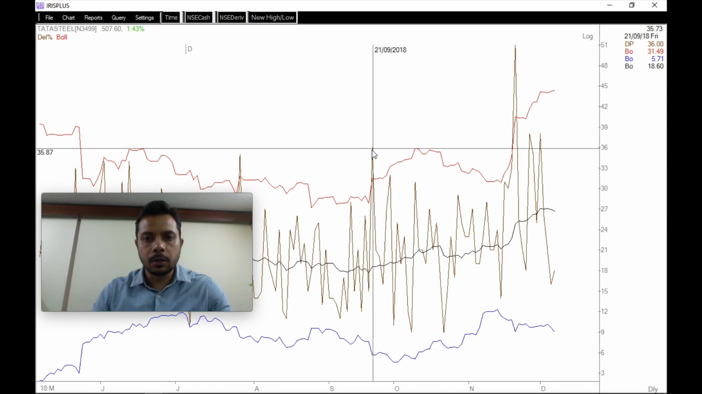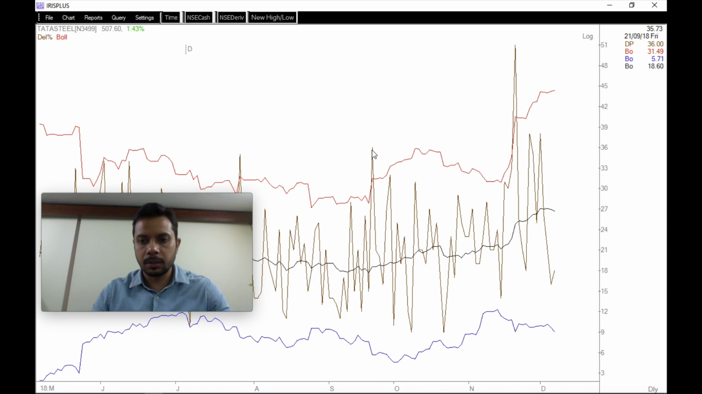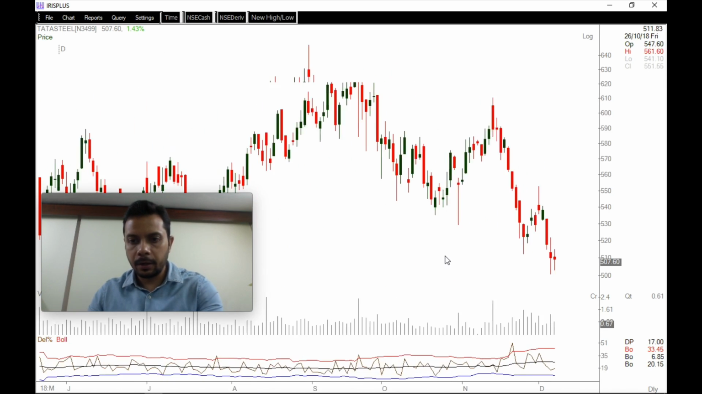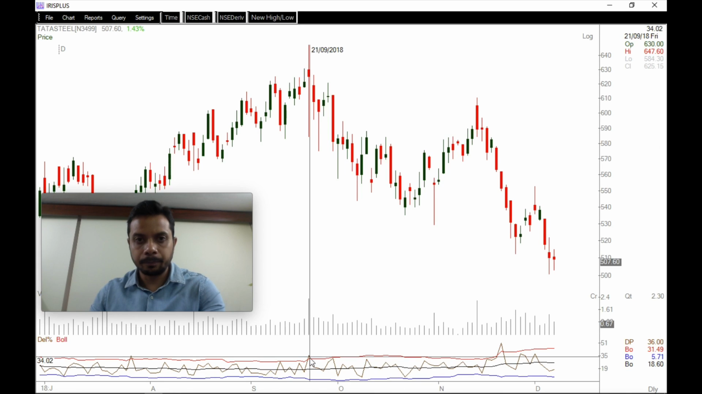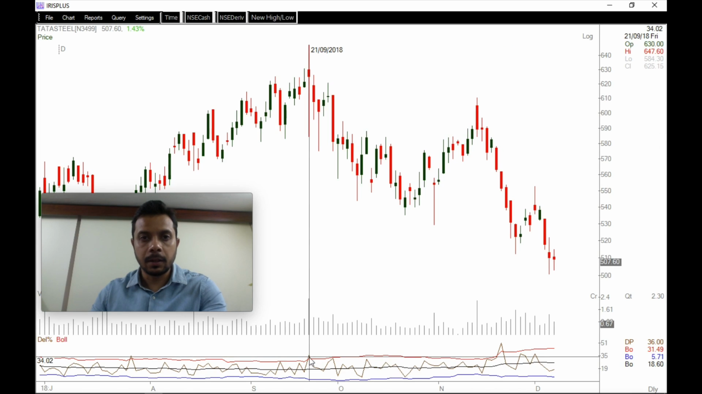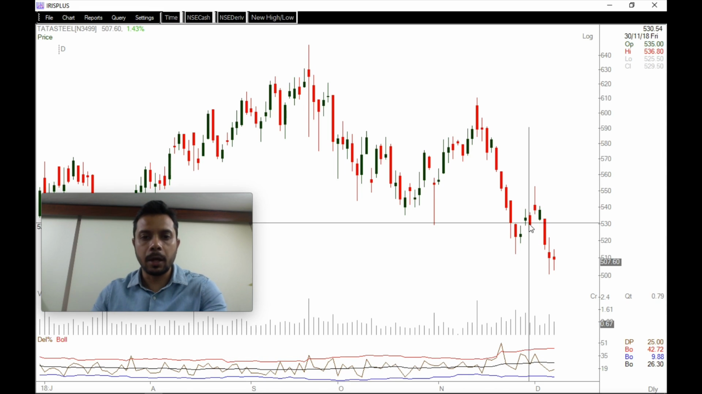So on this day, that was the 21st of August, delivery percentage, let me just zoom it back so that I can see the numbers. You can see here that on this day, delivery percentage was around 36%, but it was above the Bollinger Band high. On this day, it was 51%, that too also above the Bollinger Band high. Now, none of these days did lead to any form of further rally. On the contrary, it led prices to come down.